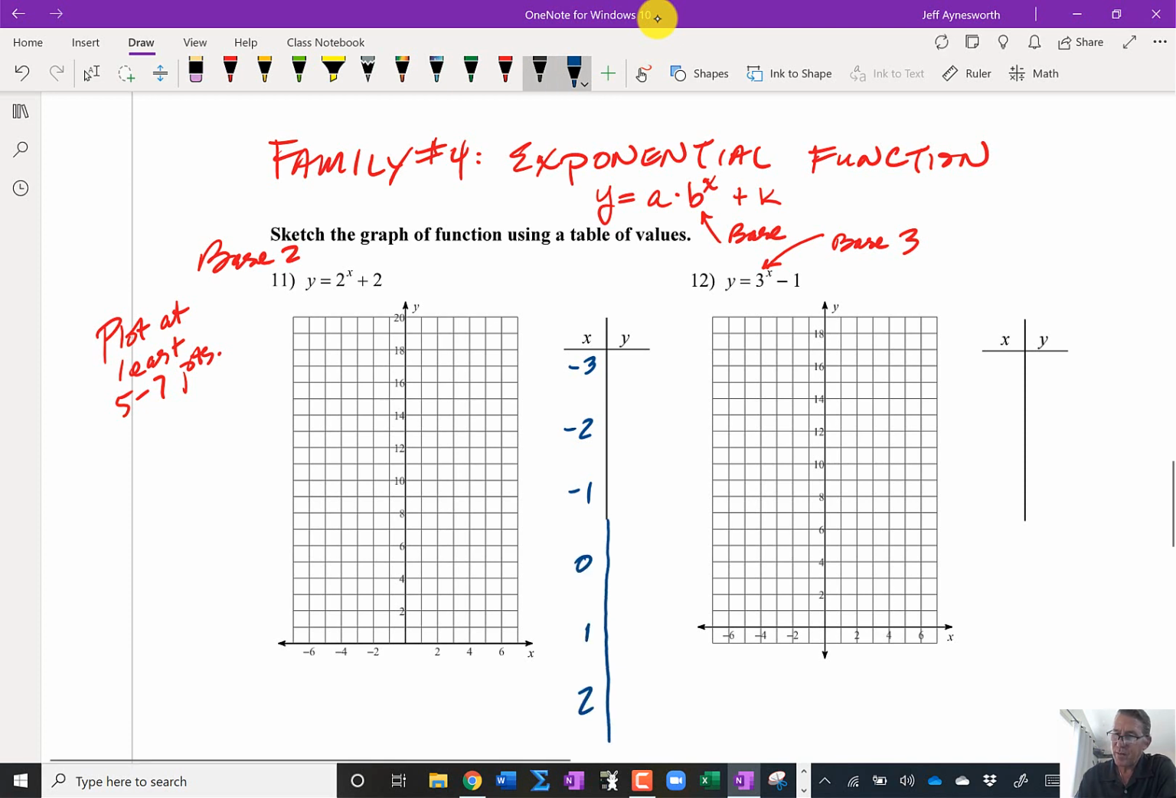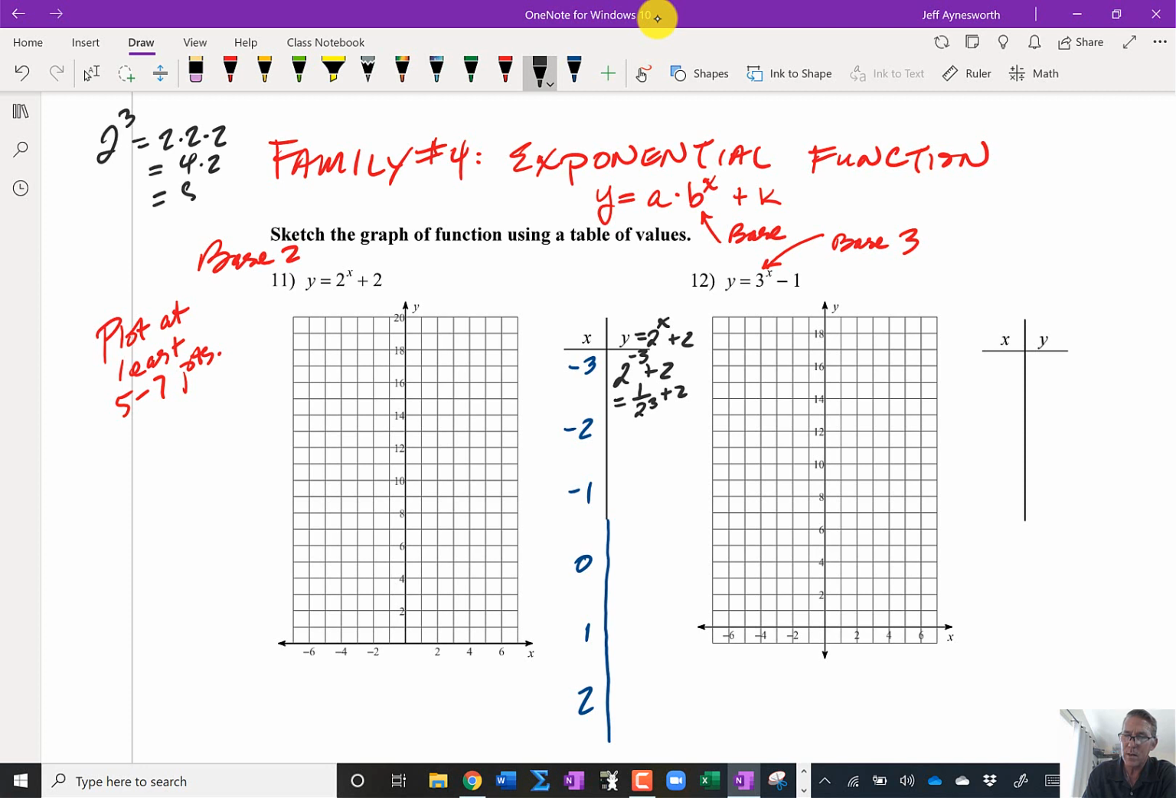Okay, so here we go. Let's evaluate. So my function looks like 2 to the power of x plus 2. So here I have to evaluate 2 to the negative 3 power plus 2. And that's equal to 1 over 2 cubed plus 2. Now 1 over 2 cubed, 2 to the third power, if you don't know your powers of 2, that's 2 times 2 times 2, which is 4 times 2, or 8. So this is actually 1/8 plus 2, or 2 and 1/8.